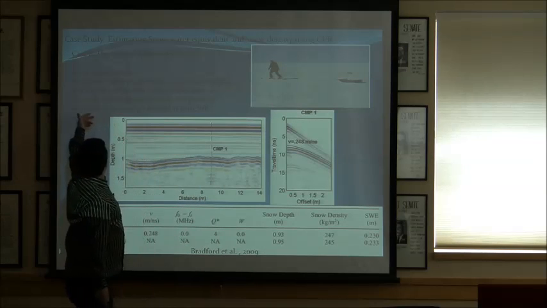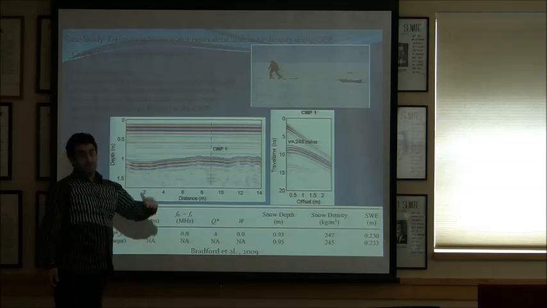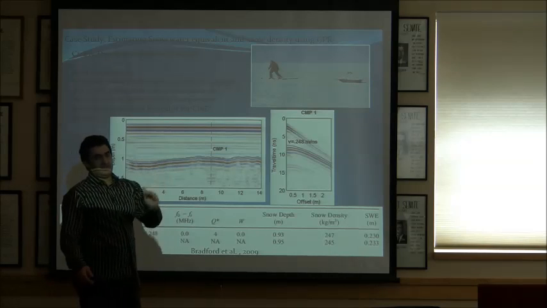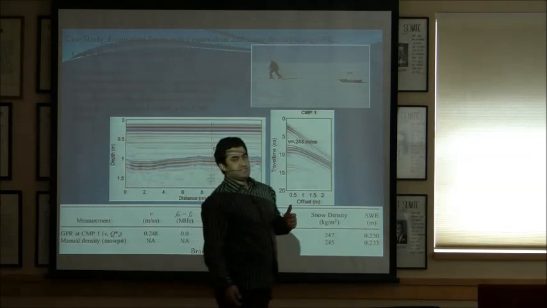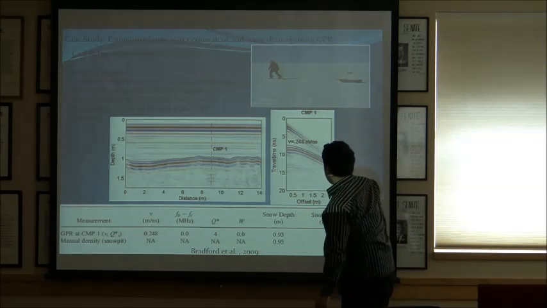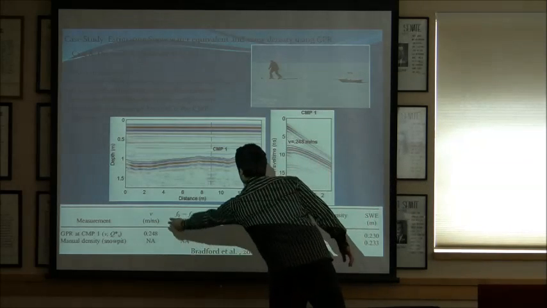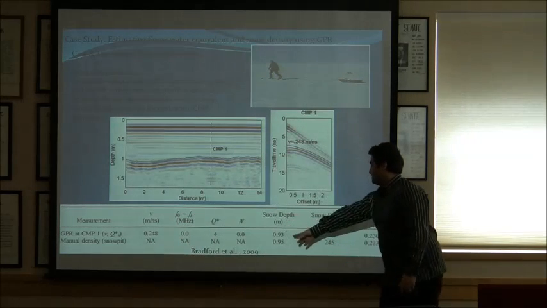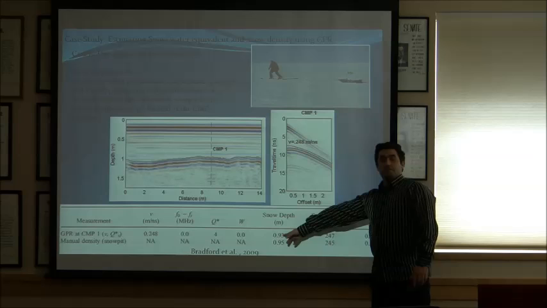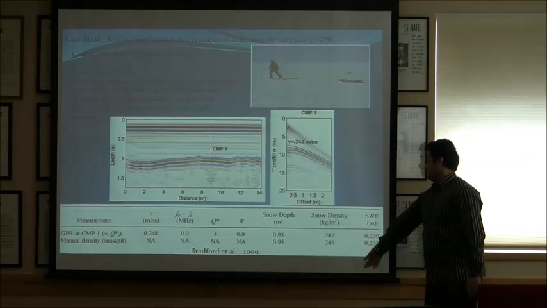In order to get to the final measurements using GPR, you have to solve a set of fairly easy equations. I will not go through that. But here are the final results. Here's the predicted velocity. Here's the snow depth using the manual measurement and the GPR, and if you can see, it's pretty close. Snow density is pretty close.